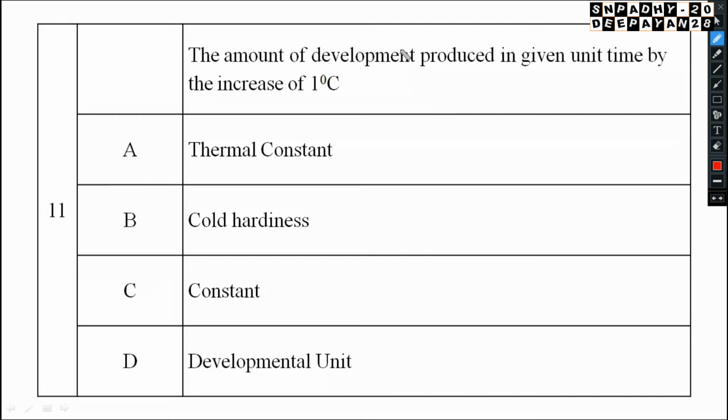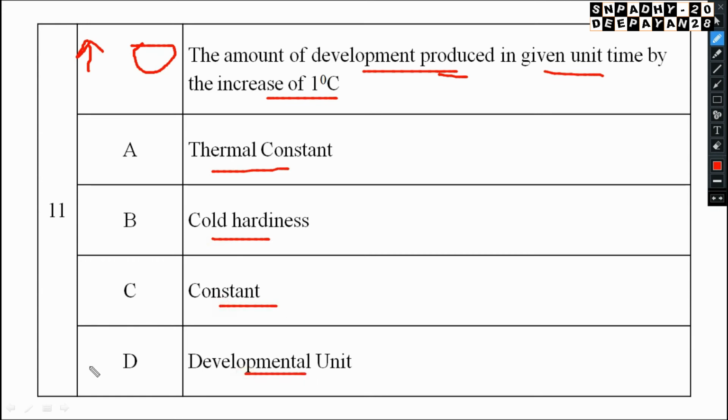One more terminology: the amount of development produced in a given unit of time by increasing 1 degree centigrade. That means if you increase 1 degree centigrade, how much extra development is produced in an organism? Options are thermal constant, cold hardiness, constant and developmental unit. The answer is developmental unit.